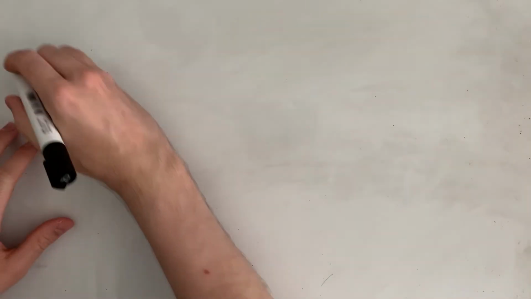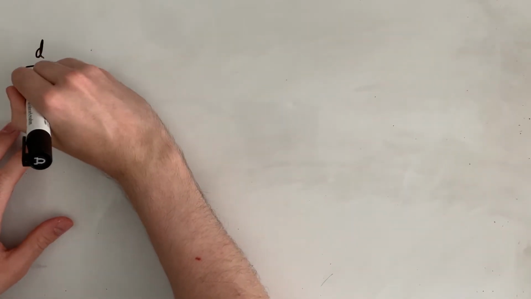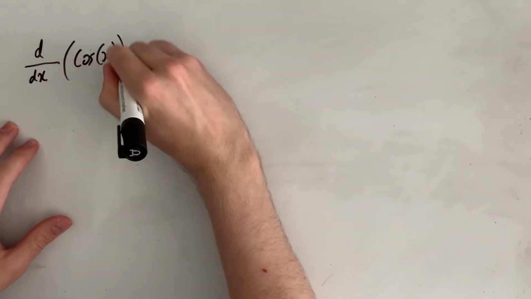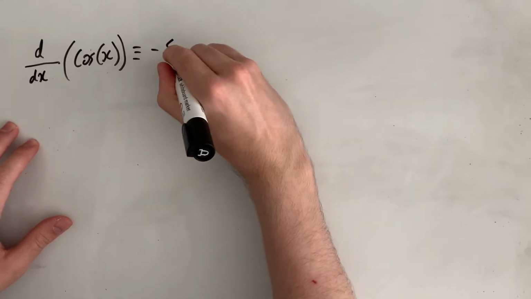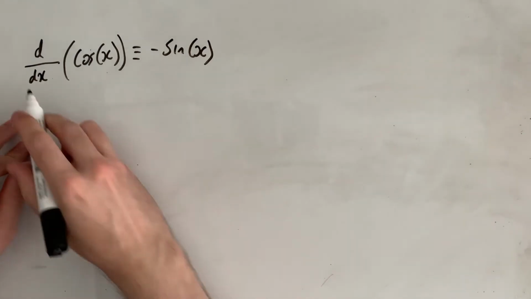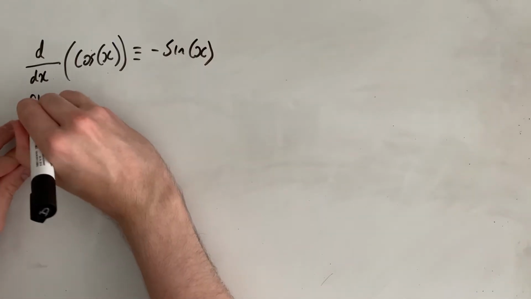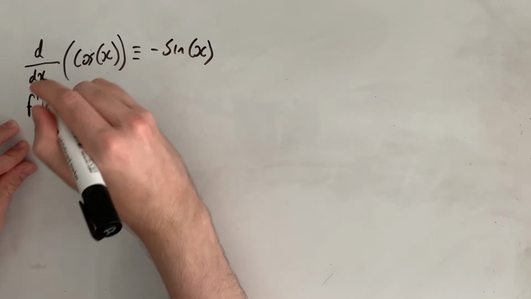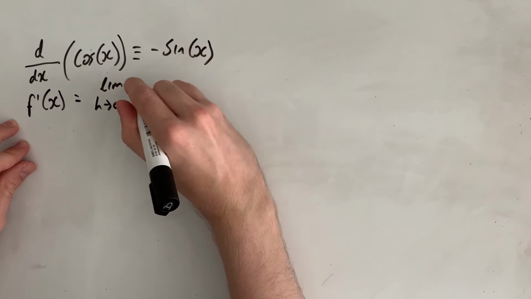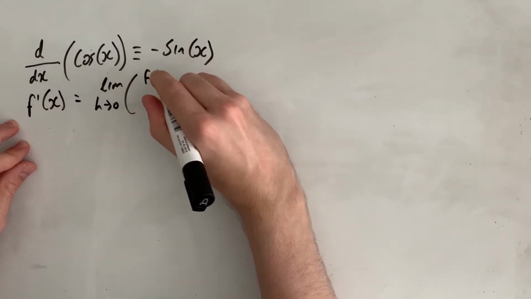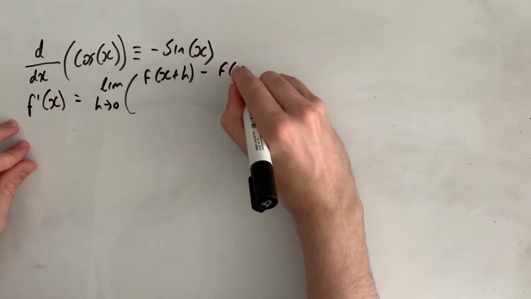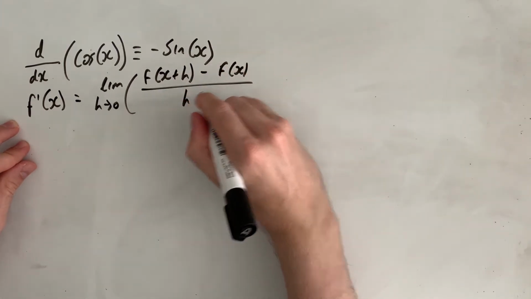So today we're going to be considering why the first derivative of cosine x with respect to x is equal to minus sine x. In order to prove this result, we can simply recall our definition of a derivative from first principles, which is defined as the limit as h tends towards 0 of our function at x plus h minus our function of x, divided by h.